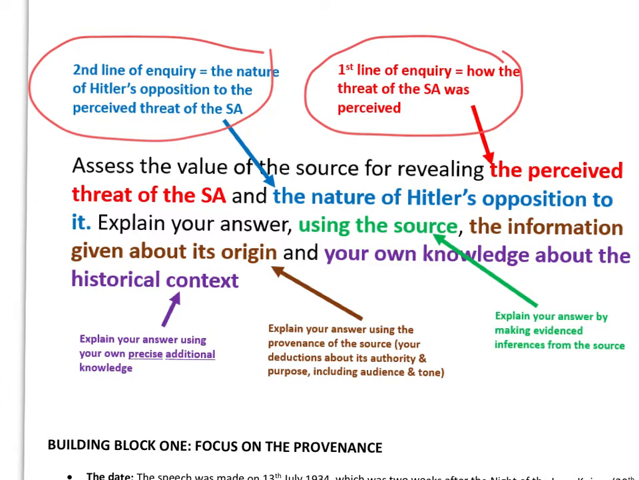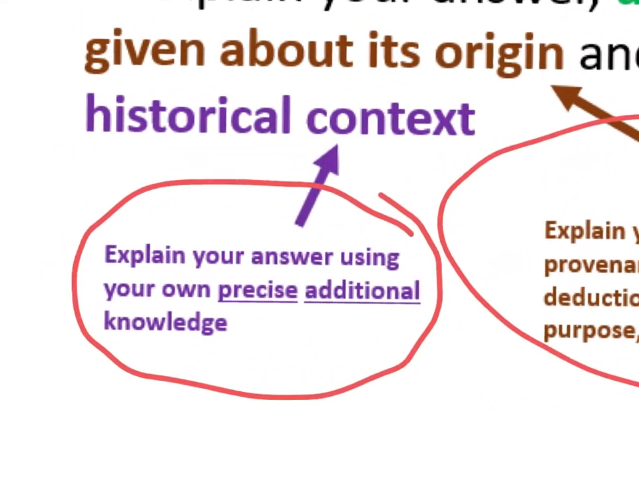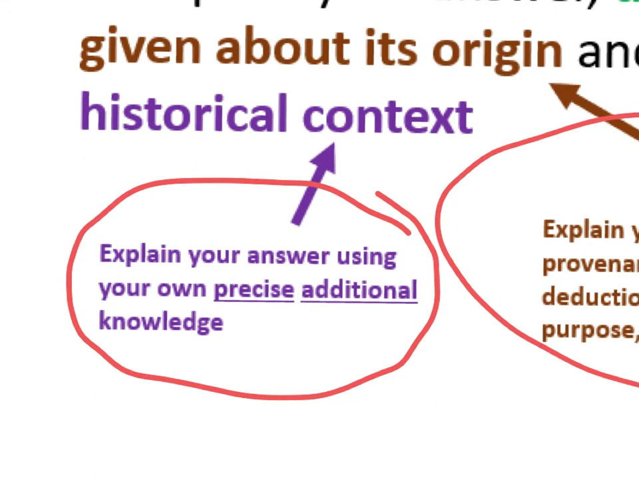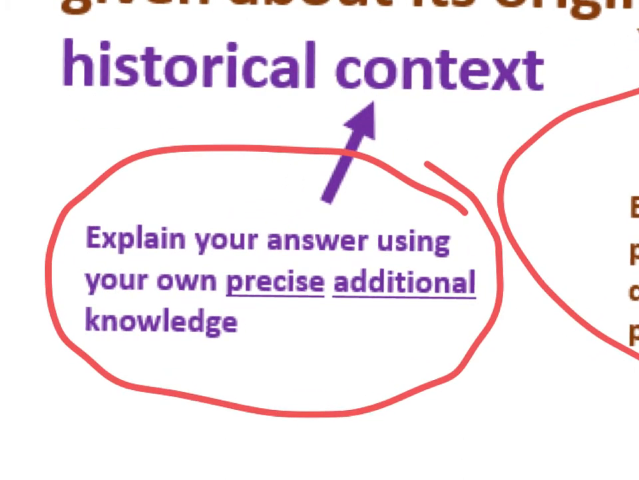And you're asked to do 3 things, okay? You're asked to explain your answer using the provenance of the source, you're asked to make evidenced inferences from the source, and you're asked to explain your answer using precise additional knowledge. Now that one there, the precise additional knowledge, is something unlike the other two. You don't just do that in one paragraph. That has got to be permeating all the way through your answer. Okay, the precise additional knowledge. Every paragraph of your answer has got to have precise additional knowledge.